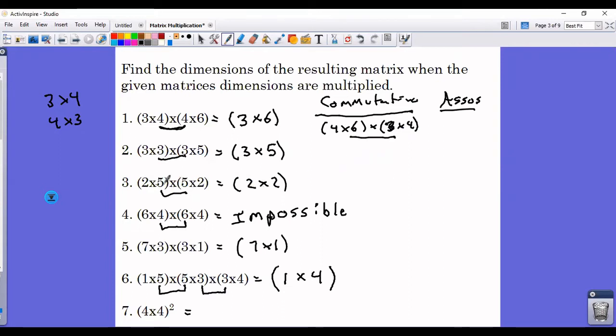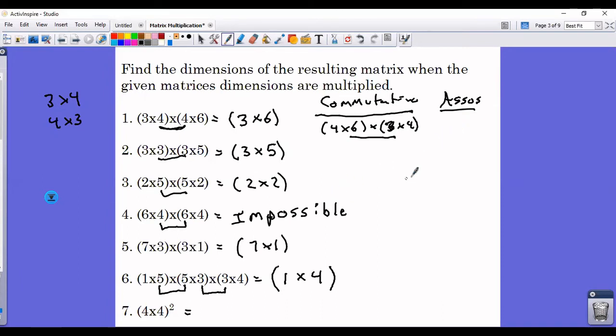And even if, like this one, you could switch around and do a 5 by 2 times a 2 by 5, it's still not going to be the same answer. The way matrices are multiplied, it wouldn't work out the same. So commutative property does not work in matrices.